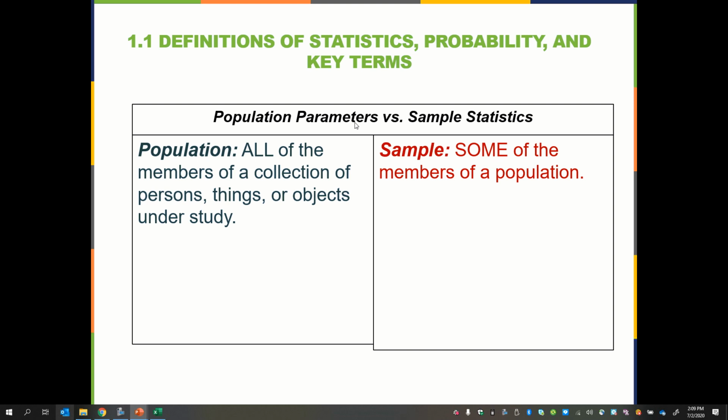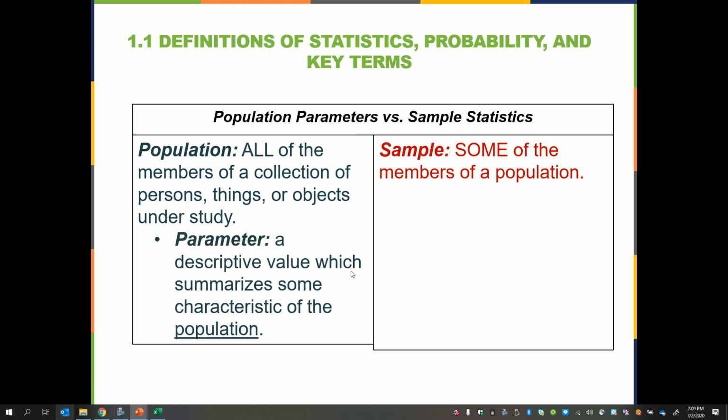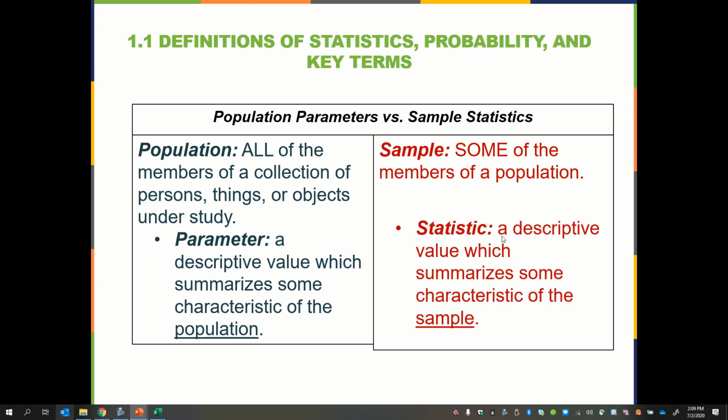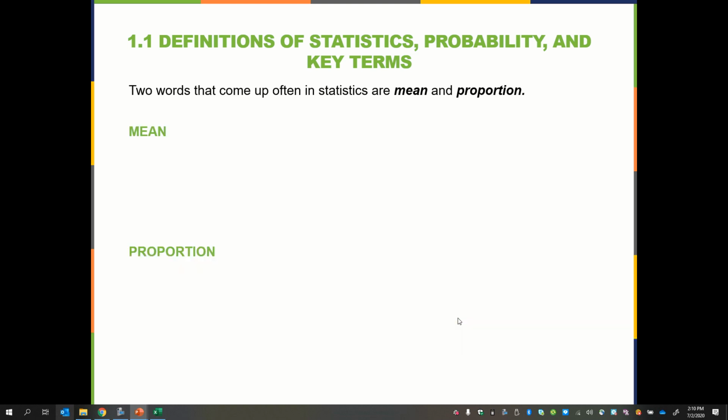So what is a parameter? A parameter is a descriptive value which summarizes some characteristic of the population. This could be something like an average or a proportion. A statistic is a descriptive value which summarizes some characteristic of the sample. So notice that they are the same as far as the definition goes until you get to the last word. Parameter represents the population, and statistic represents a sample.